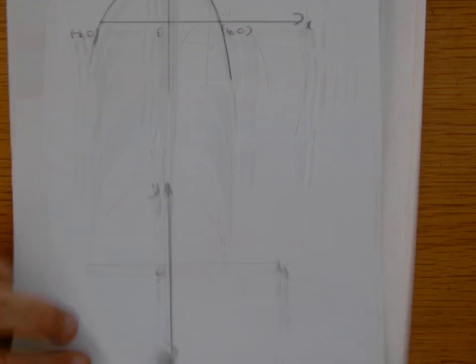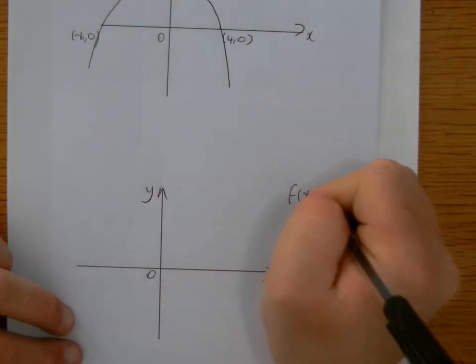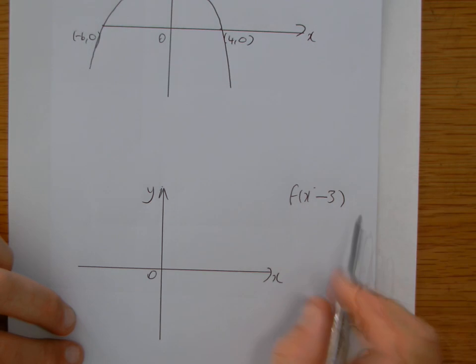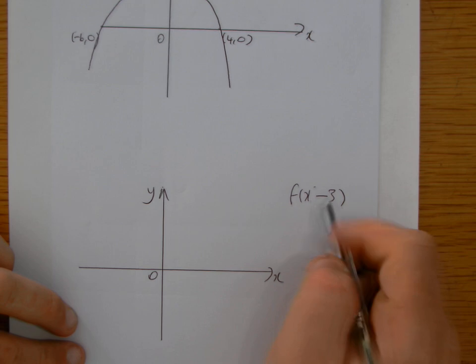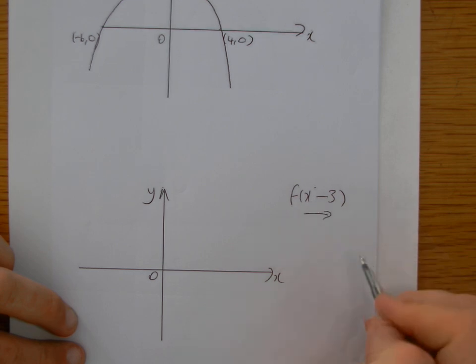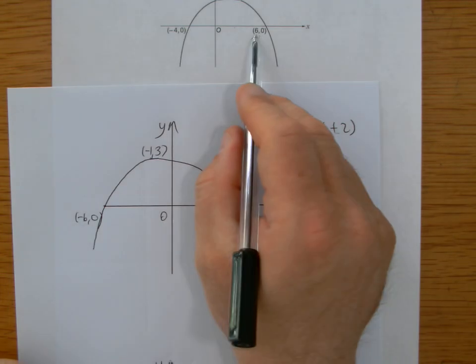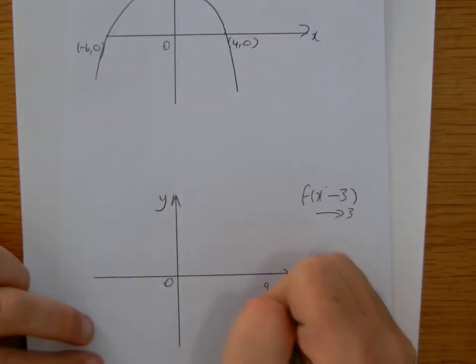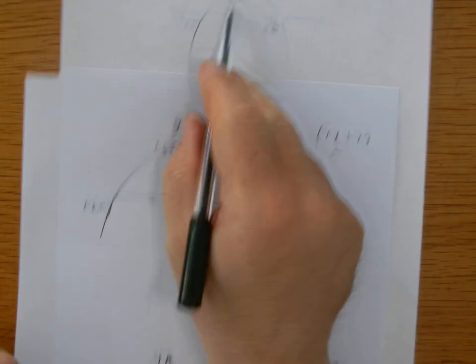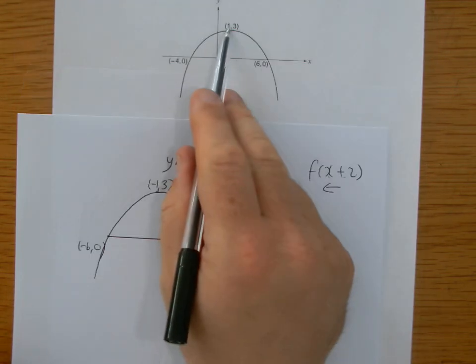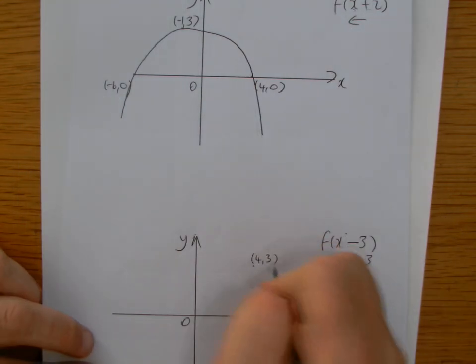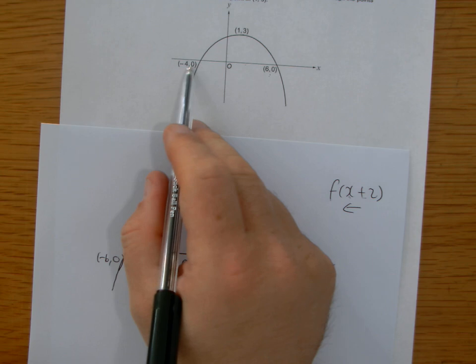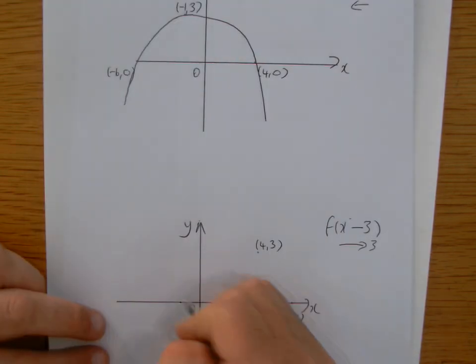Now similarly, if they asked you to do f of x, but this time say minus 3, because it's in the bracket, it affects the x value, but you always do the opposite. So we can actually go to the right, the positive direction by 3. So you can take that point there, 6, and we're going to make it 9. So we're going to go to 9, 0 there. We're going to take that point, the maximum there, 1, and it's going to go to 4. So 4, the y value stays the same, and then we're going to take the point there, minus 4, 0, will be minus 1, 0.